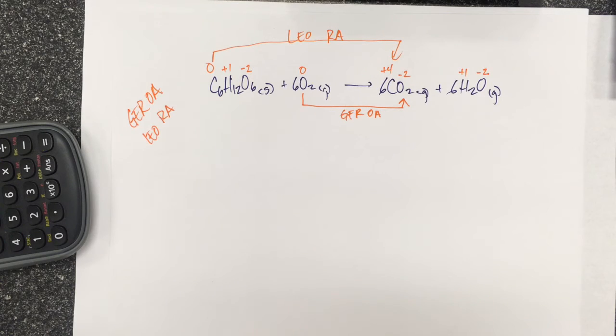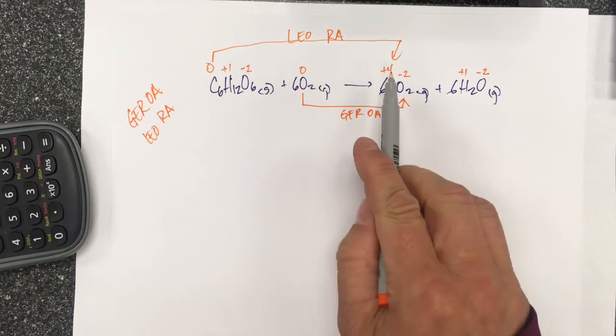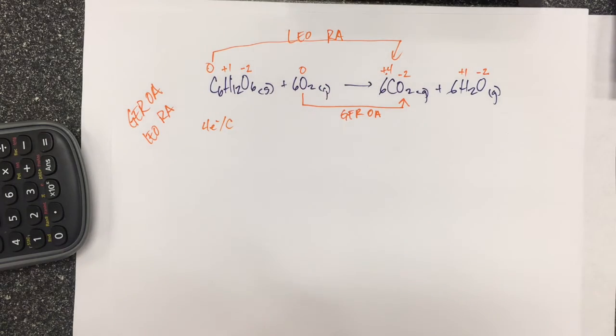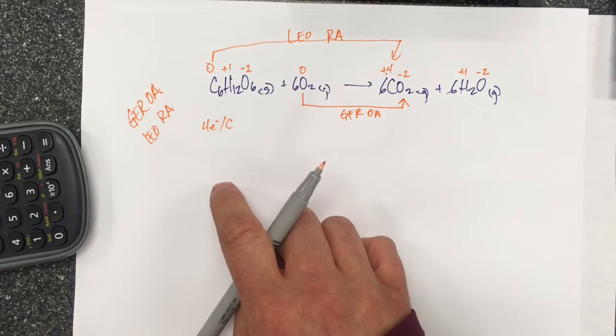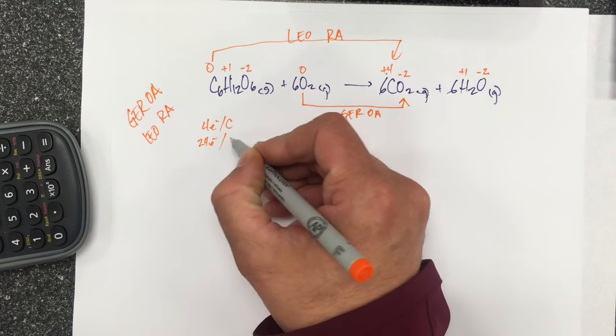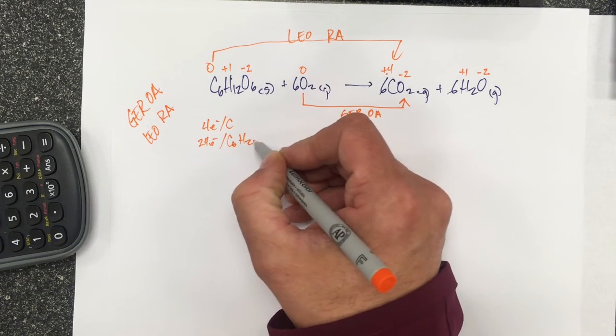The next question says, what chemical amount of electrons is transferred when 1 mole of glucose is produced in photosynthesis? Now, this is a bit more tricky, but I've already got a balanced formula here. So I've got 0 to +4, which is 4 electrons per carbon. I have 6 carbons, so 6 times 4 is 24 electrons per glucose.